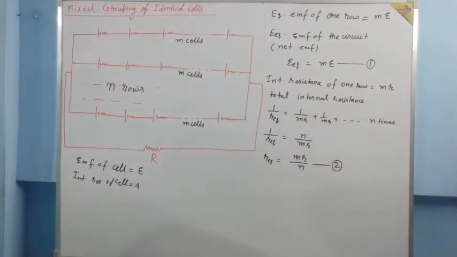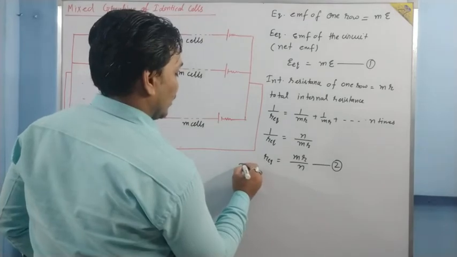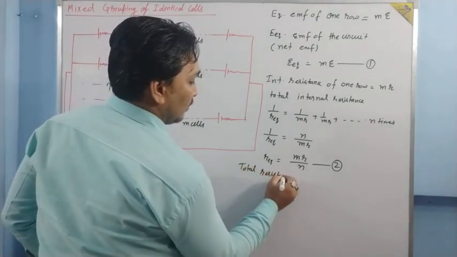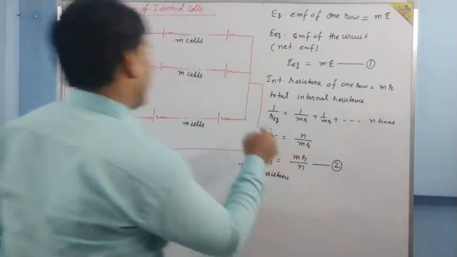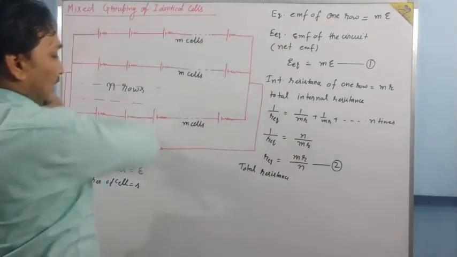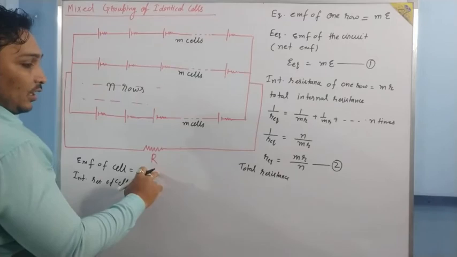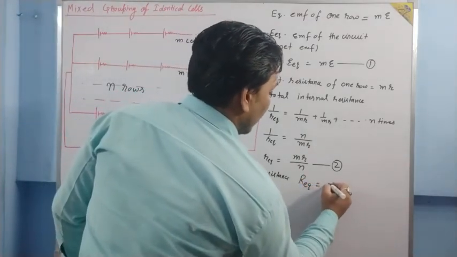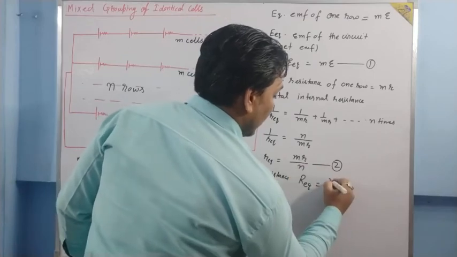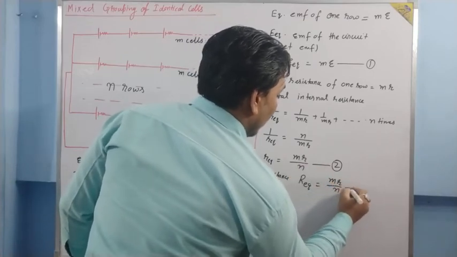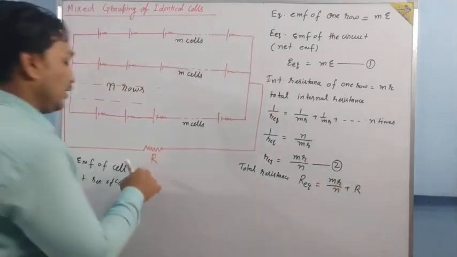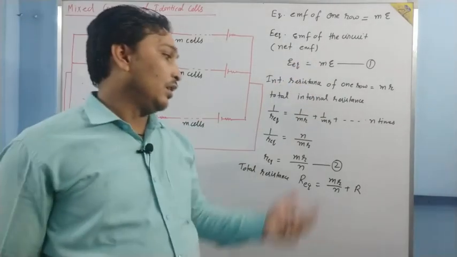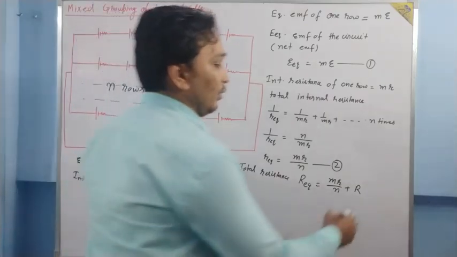Okay. What is the total resistance of the circuit? This resistance is of this combination, and this combination is in series with capital R. So the total resistance R equivalent will be equal to mr upon n plus capital R. Capital R is your external resistance. Now we have total EMF, we have total resistance. Let it be question number 3.